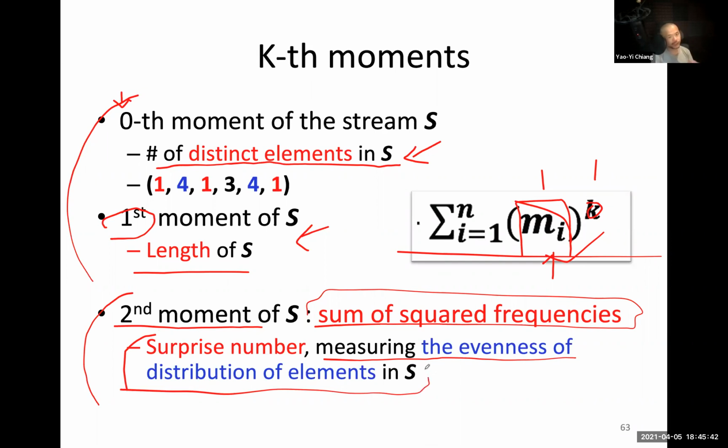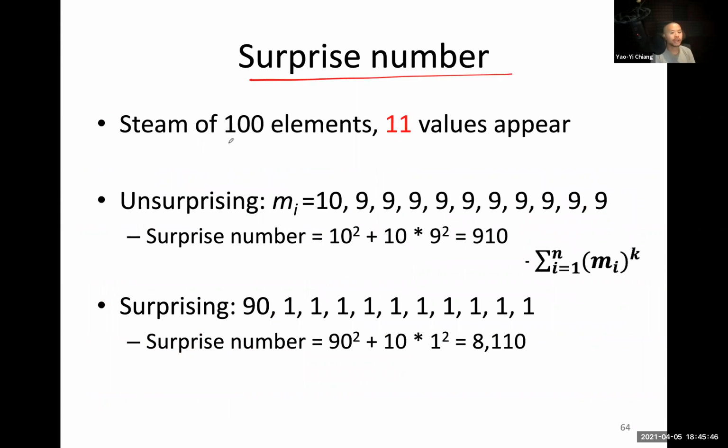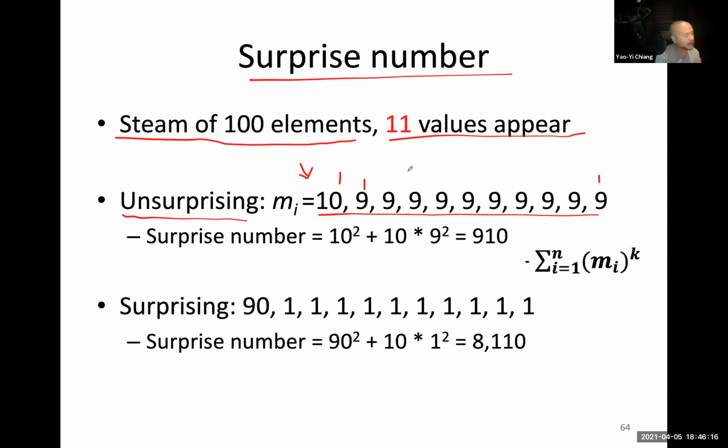What does it mean? Look at here. Surprise number. Let's say you have a stream of 100 elements and 11 values appear in these 100 elements. These are all their m's, the frequencies when they appear. So you don't care about the order now. This is only the number of frequency, right? The first value appears 10 times. The second to the last values appear 9 times. Pretty even. None of them are more frequent. So the surprise number is 10 to the power of 2 plus 10 times 9 to the power of 2, right? You have 10 nines. Now the surprise number is 910.